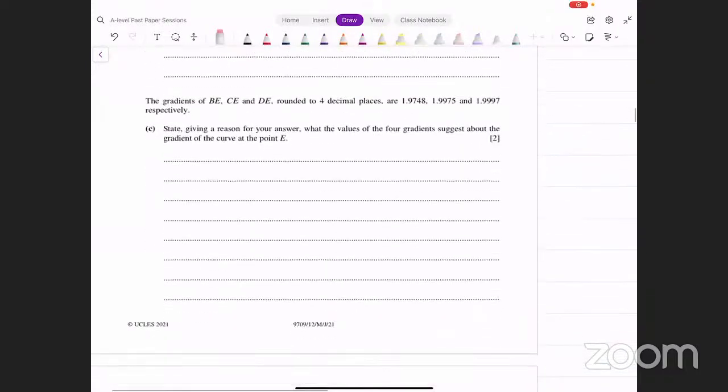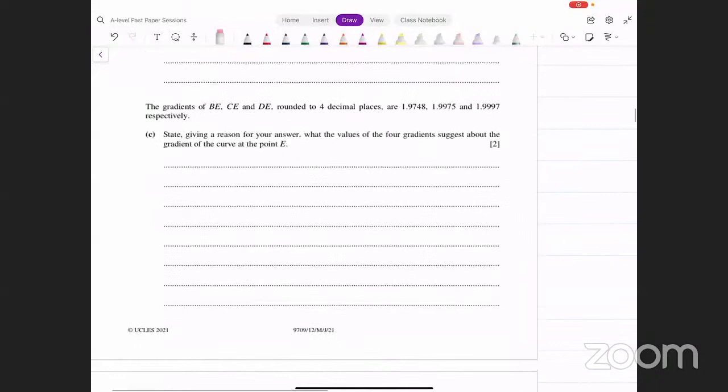Now, part C says the gradients of BE, CE, and DE rounded to 4 decimal places are given. State, giving a reason for your answer, what the values of the 4 gradients suggest about the gradient of the curve at the point E. Now, remember, this is how we actually started differentiation. Differentiation, जब हमने topic start किया था, this was the first thing that we did when we tried to understand कि आप derivatives find कैसे करते हो, drawing chords, right?